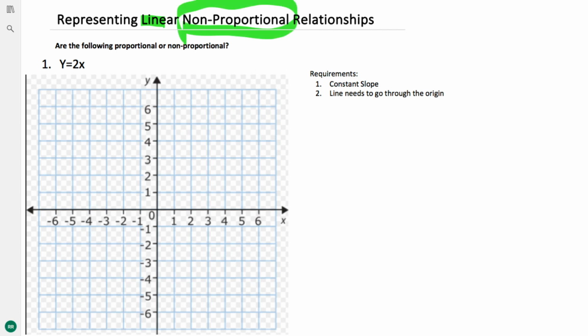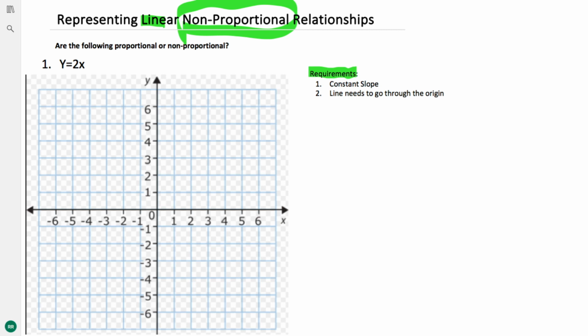I can't tell you what a non proportional relationship is without telling you what a proportional relationship is. So, over here, I wrote down the requirements in order to have a proportional relationship. I recommend that you write those down just because you'll probably need them later on. But the two requirements, as you can see right there, we need to have a constant slope and the line needs to go through the origin.